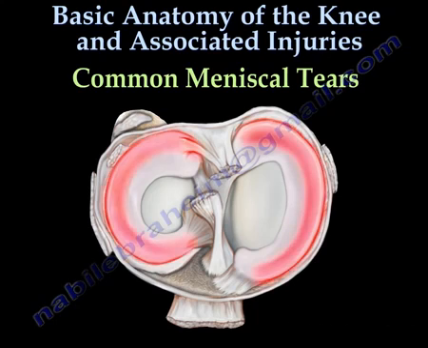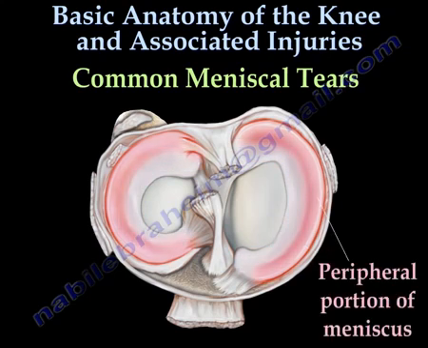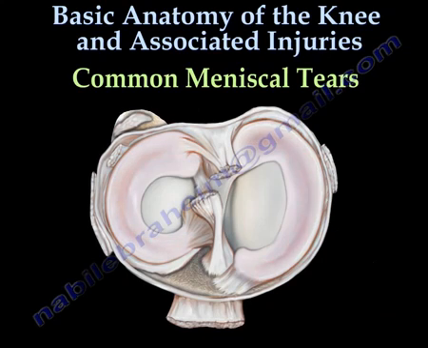The majority of the meniscus lacks a blood supply. For this reason, some areas of the meniscus are unable to undergo a normal healing process. The peripheral area is the portion of the meniscus that does have a blood supply. If damage occurs within this area, it is possible to repair the torn meniscus.